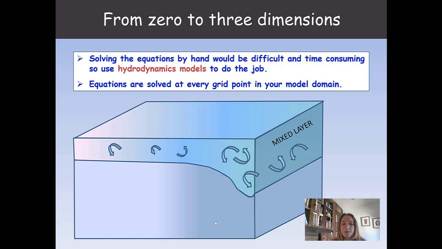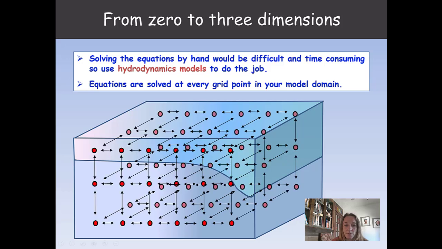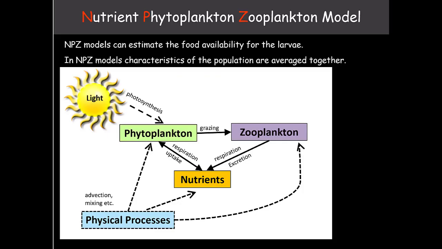The equations are solved at every grid point throughout your model domain. Let me just pull up that schematic. This schematic shows you a series of grid points that we've set up throughout our model domain, and at every one of these red dots the equations are being solved by the model. With that information we can then determine what the current system would look like within our model domain.